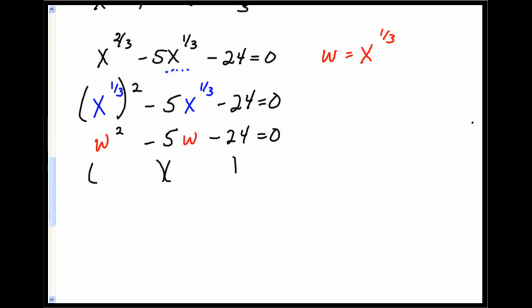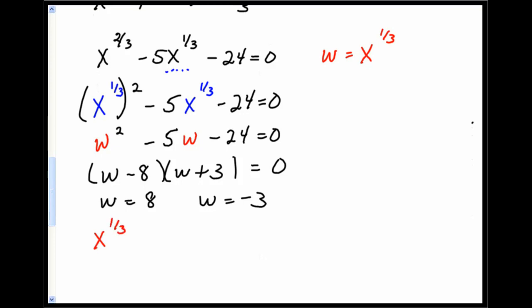Again, a quadratic now, very easily solved by factoring. So we'll have (w minus 8) times (w plus 3) equals 0. w equals 8, w equals negative 3. Back substituting, we have x to the 1/3 equals 8. And then we have x to the 1/3 equals negative 3.